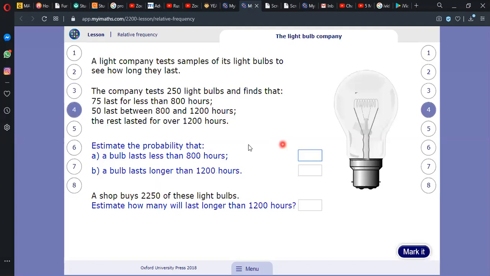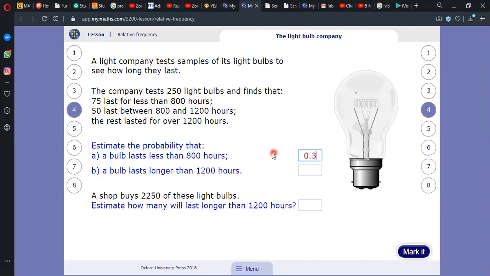Of course, if it's less than 800 hours, the successful outcomes for less than 800 hours is 75. Total number of trials is 250. So the estimated probability is going to be 75 divided by 250. 75 divided by 250 is going to give us 0.3. So the answer here is 0.3.